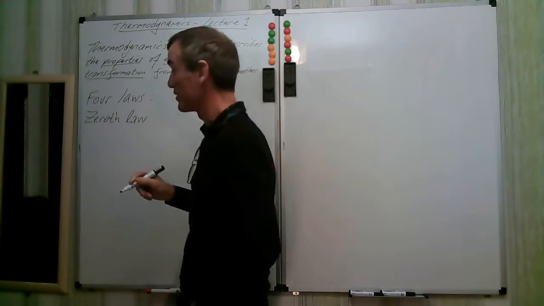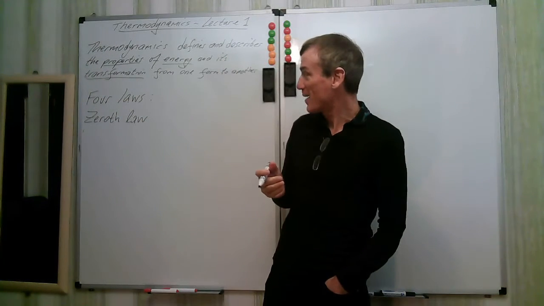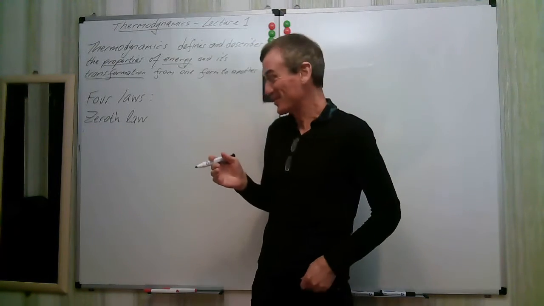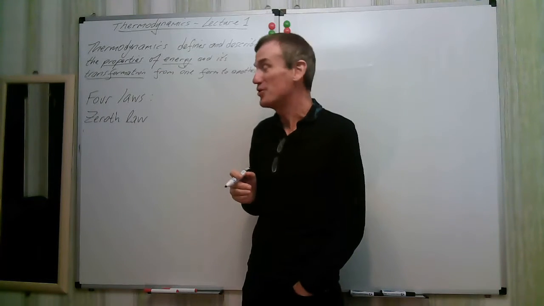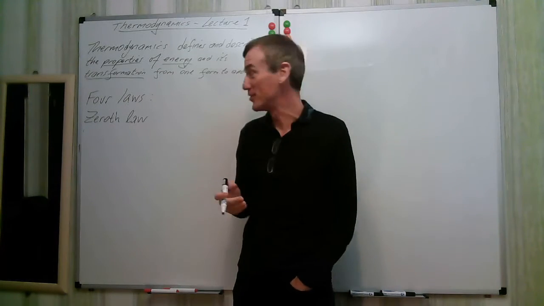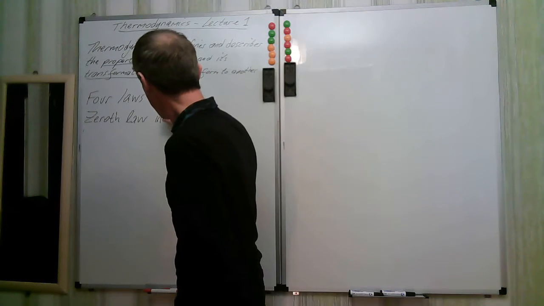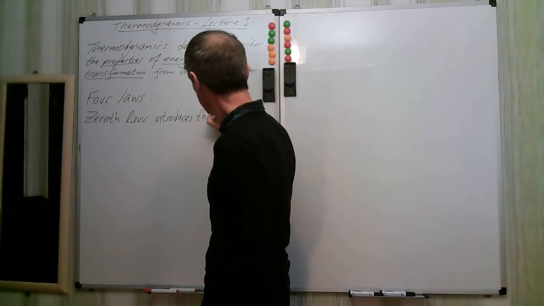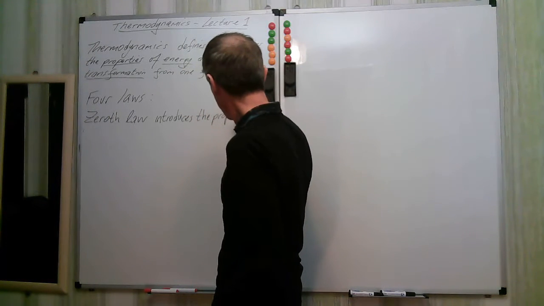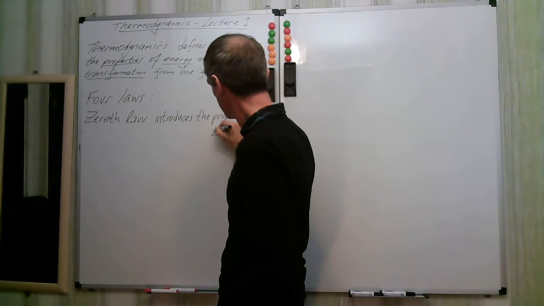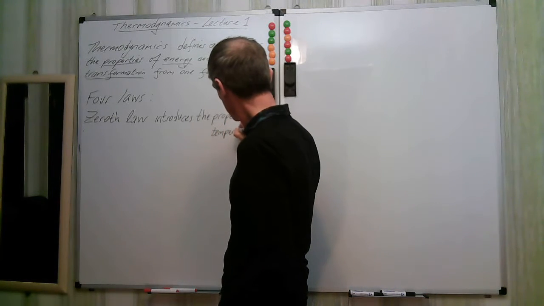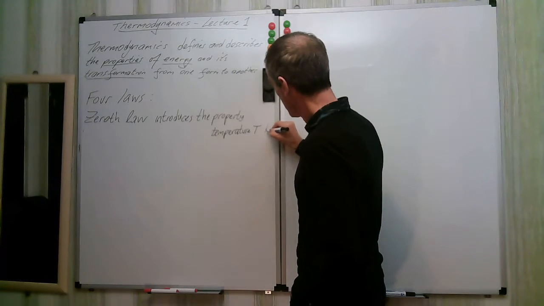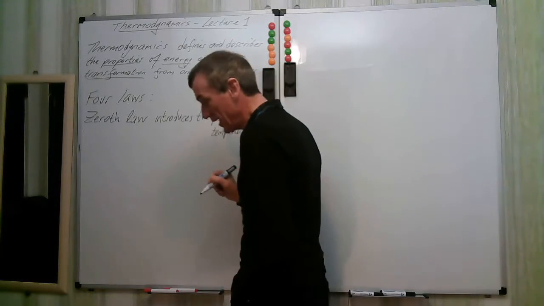So called because the first law was already well established. So let's sneak this one in a bit later on. So we call this the Zeroth law. And this law introduces the property, and it introduces the property temperature. We call that T, and we're going to measure that with units of Kelvin.